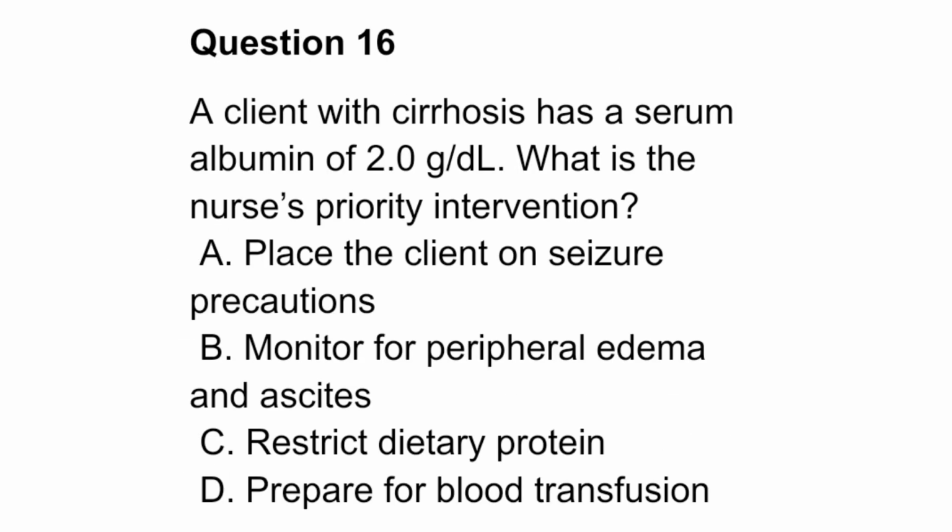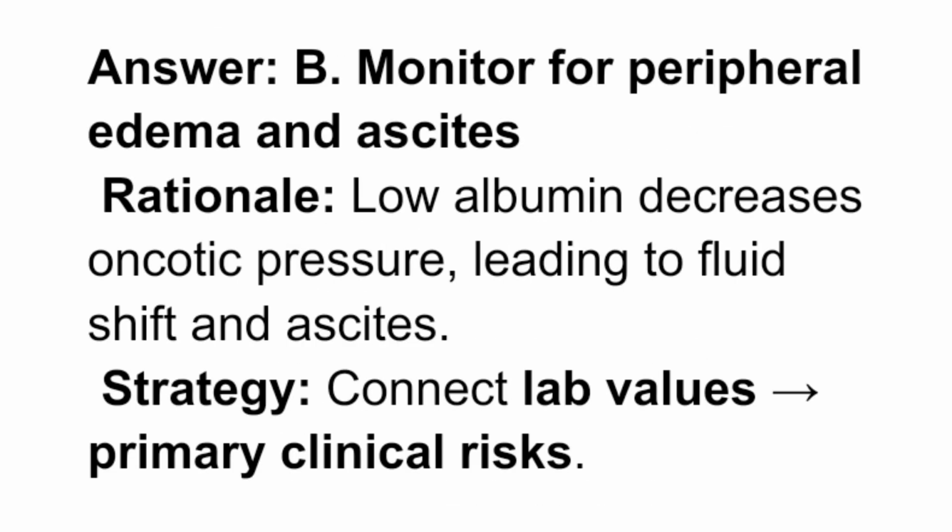Question 16. A client with cirrhosis has a serum albumin of 2.0 g/dL. What is the nurse's priority intervention? A. Place the client on seizure precautions. B. Monitor for peripheral edema and ascites. C. Restrict dietary protein. D. Prepare for blood transfusion. Answer: B. Monitor for peripheral edema and ascites.